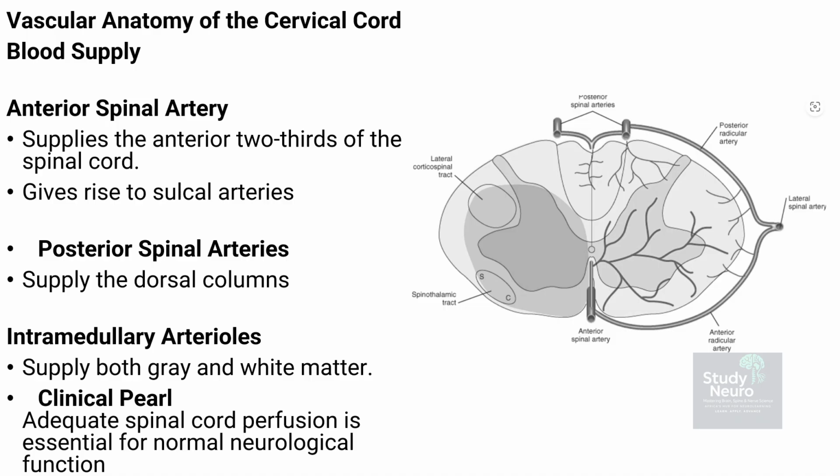This vascular system is especially important in degenerative cervical myelopathy because chronic spinal cord compression can reduce blood flow and impair tissue perfusion, increasing the risk of ischemic injury and contributing to progressive neurological dysfunction over time. Adequate perfusion preserves spinal cord function.